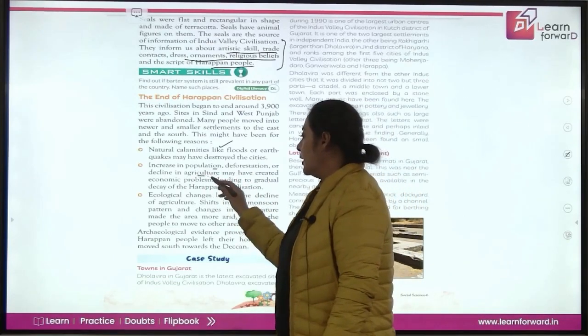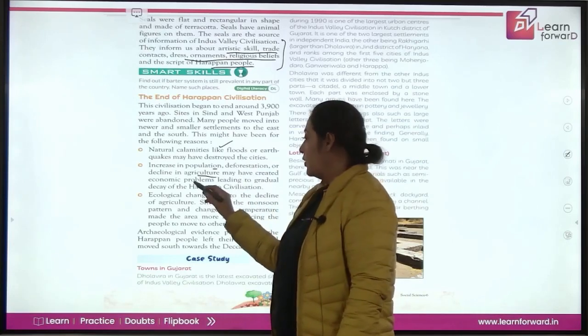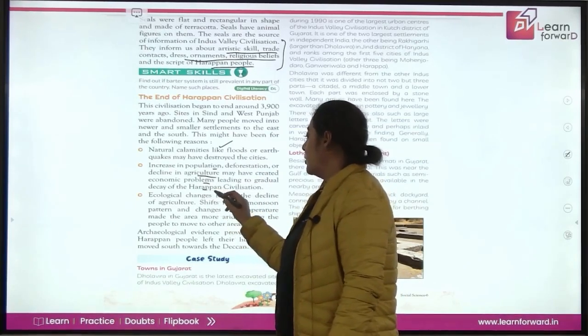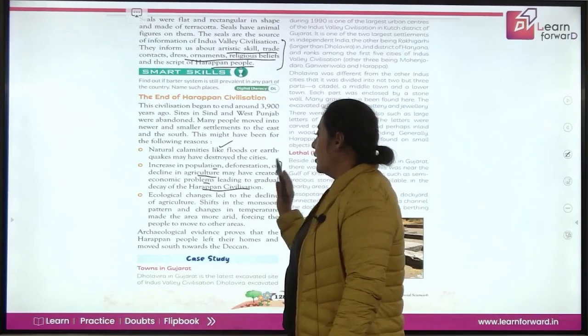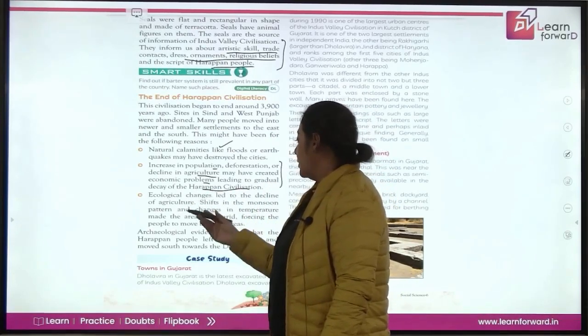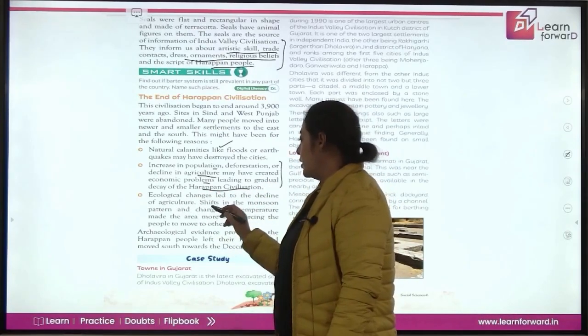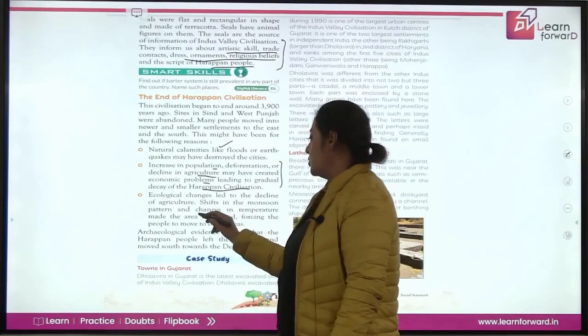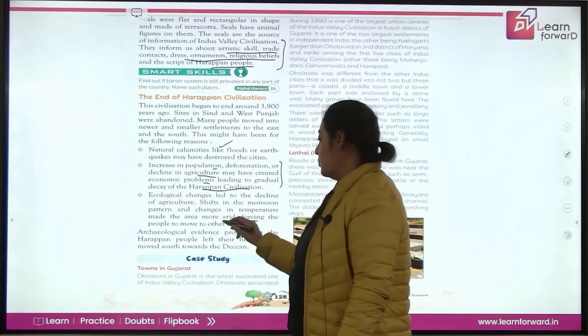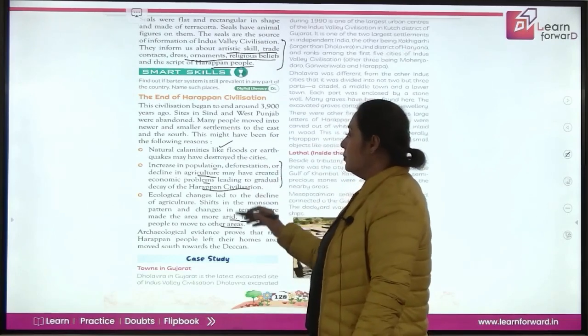And then we look at the climate, and it must have created a lot of economic problems. It came out as climate change, ecological changes, such as climate and agriculture, and monsoon pattern changes. The city and the area became more arid, forcing the people to move.